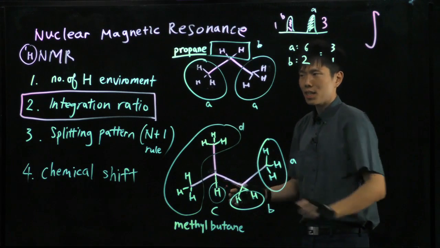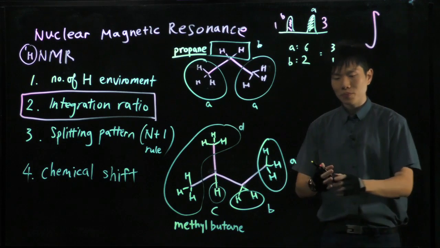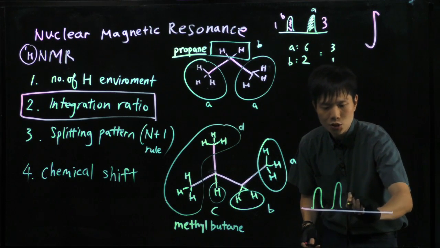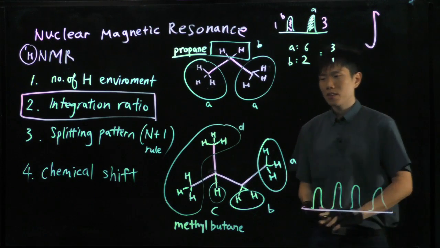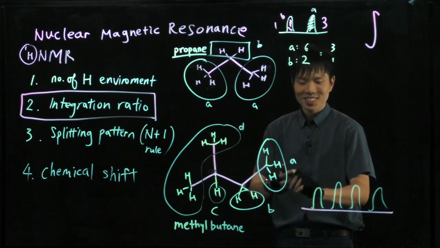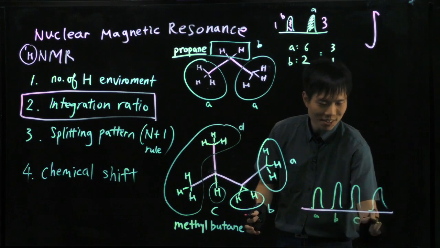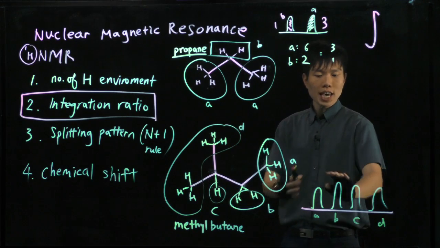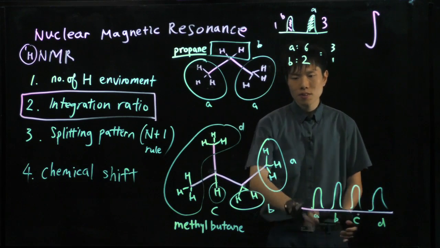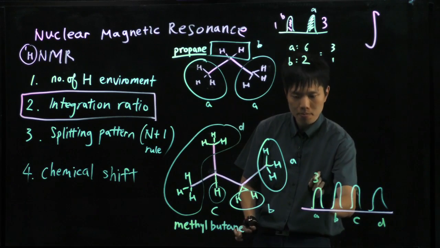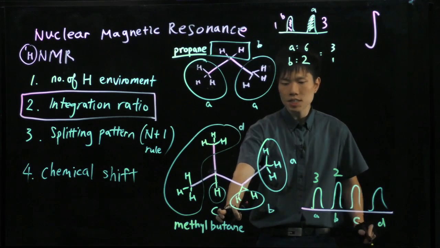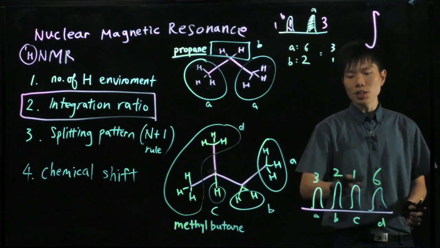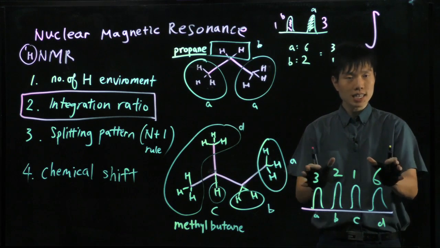A, B, C, D, there are 4 different environments. So, okay, I'll just sketch it out. And just for this purpose, we will think that this is A, B, C, D. Okay. Let's assume it first. What would be the integration ratio or the area underneath the peak? For A, we have got 3. B, 2. C, 1. And D, 6. And because we cannot simplify this further, that's the ratio of the peak area.